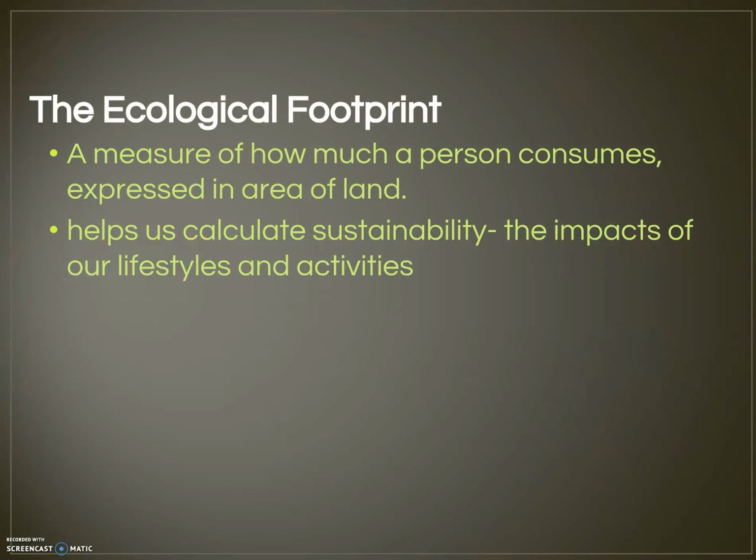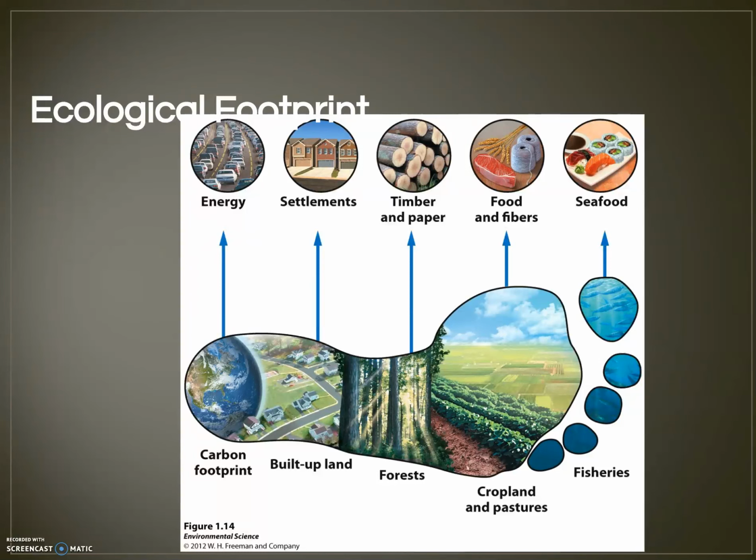And this is a diagram of an ecological footprint. So things that we want to take into account is how much energy, the settlements, the timber and paper, the food and fibers, the seafood, the fisheries, the cropland, forest, built-up land, carbon footprint, all of these things that go into things that we need to survive. So our house needs timber, and how much land does that take up? How much land does it take up to feed us as an individual person? How much land does it take up for the energy that we need to be provided? And all of those things factor into what's called our ecological footprint.